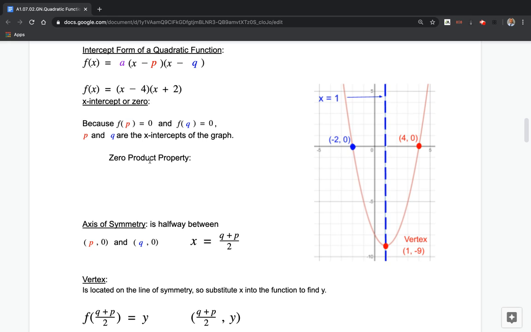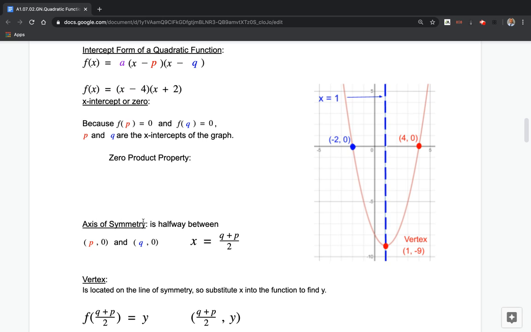The zero product property means if you multiply something by 0, you're automatically going to get 0. So if I make this portion of the equation 0, 0 times anything is 0. If I make this portion of the equation 0, 0 times anything is 0.